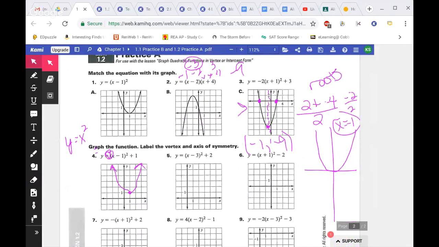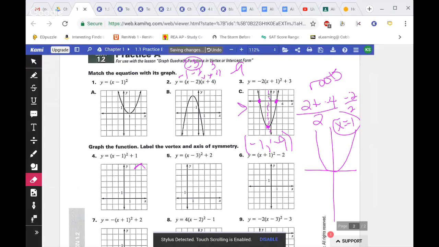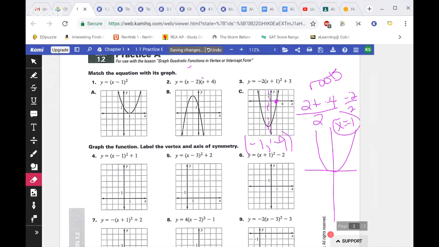Let me erase some of this in case it's not your question. Basically, I don't know. Oh, wait. You have a different problem. Oh, no, you don't. Never mind.